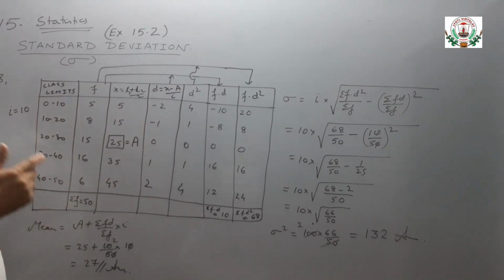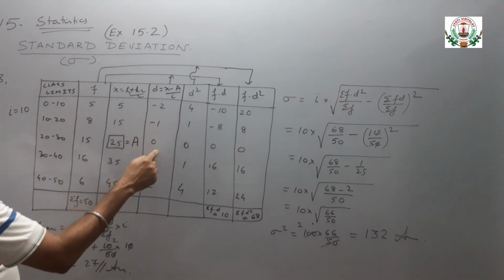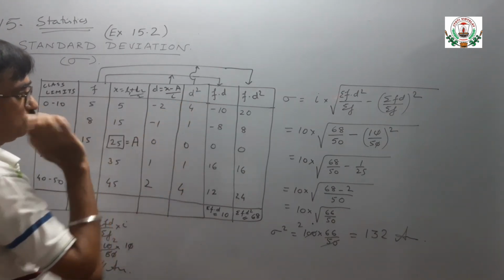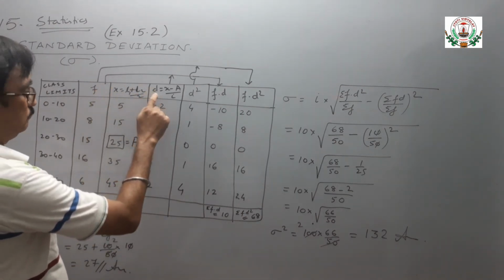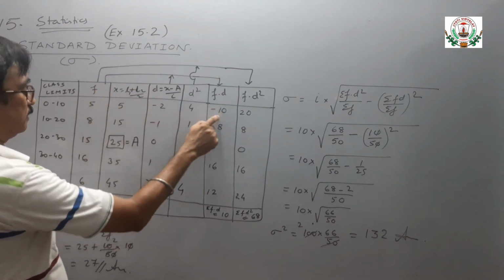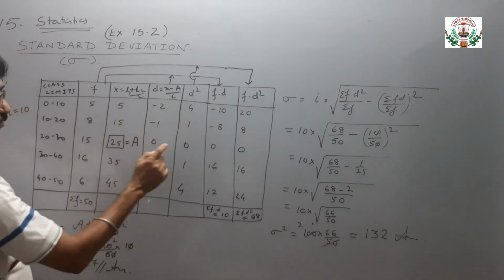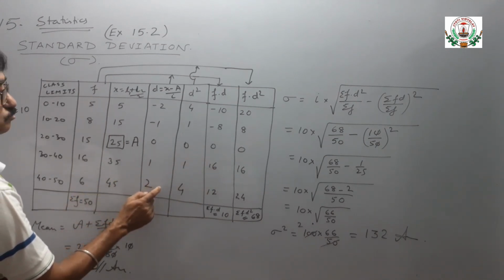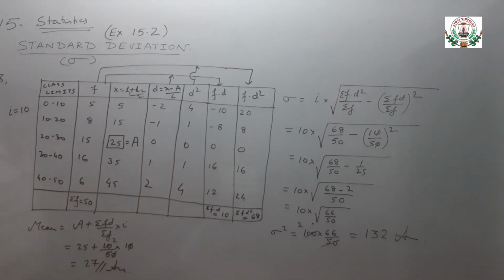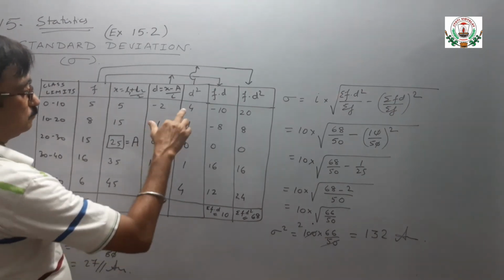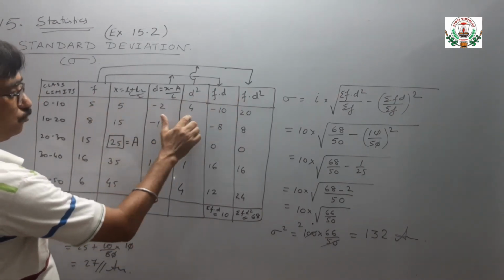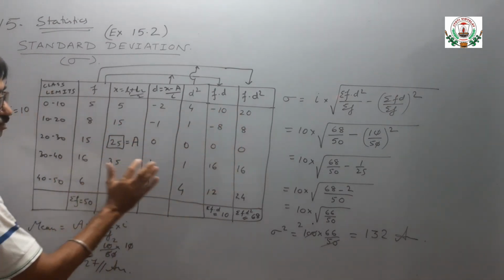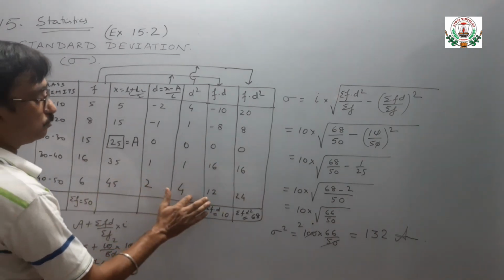And we will keep writing the numbers bigger than minus 2 in ascending order: minus 1, 0, 1 and 2. Now d square: 4, 1, 0, 1, 4. And now f into d, that is 5 into minus 2, minus 10, 8 into minus 1, minus 8, 15 into 0, 0, 16 into 1, 16, 6 into 2, 12. Keep your finger and then multiply. Okay. And now fd square: 5 into 4, 20, 8 into 1, 8, 15 into 0, 0, 16 into 1, 16, 6 into 4, 24.